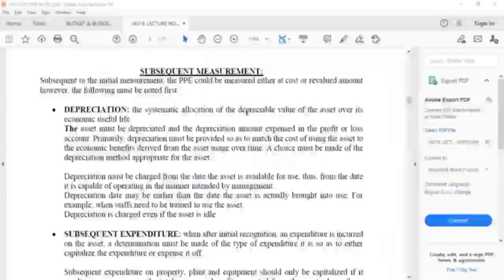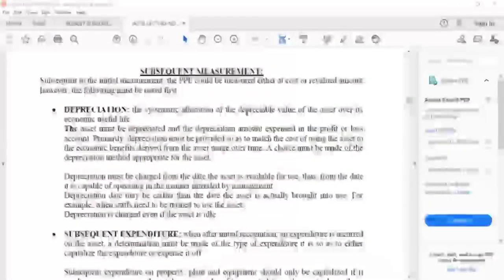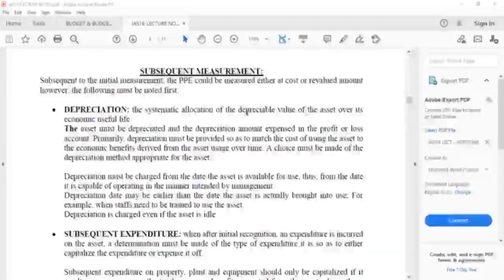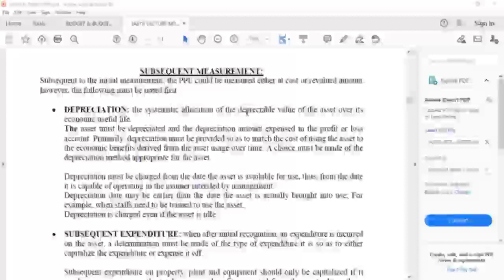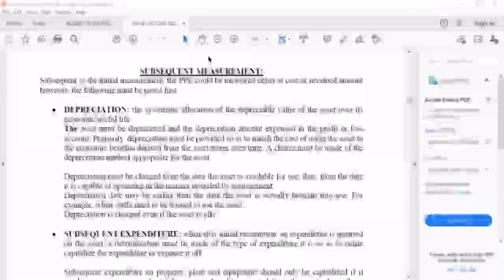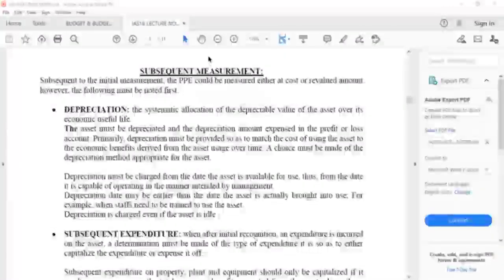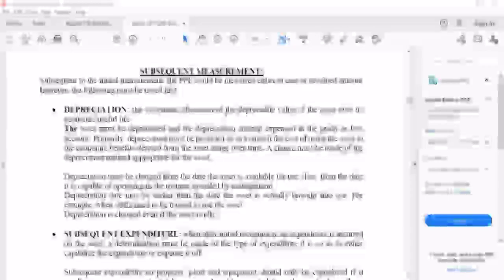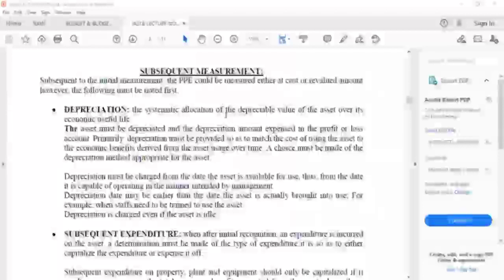I'm saying that you bought a car worth 100 million, and you are going to use this car for 10 years. In the process of driving the car, the car developed faults and you did repairs and maintenance on the car for 10,000. Are you going to add the 10,000 to the initial value of the car, which is 100 million, as the new value of the car? Yes, you add it. Why are you adding it?